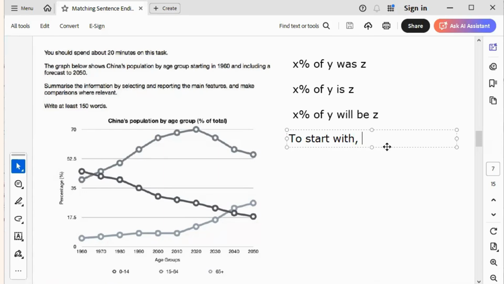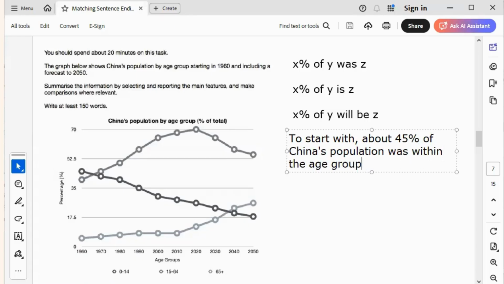We are not sure of the exact figure. So anytime you're not sure of the exact figure, just say about. So I'll say that I want to start with about, okay? About 45% of China's population was, can you see was? Past tense. Was within the age group of 0 to 14 years in 1960.